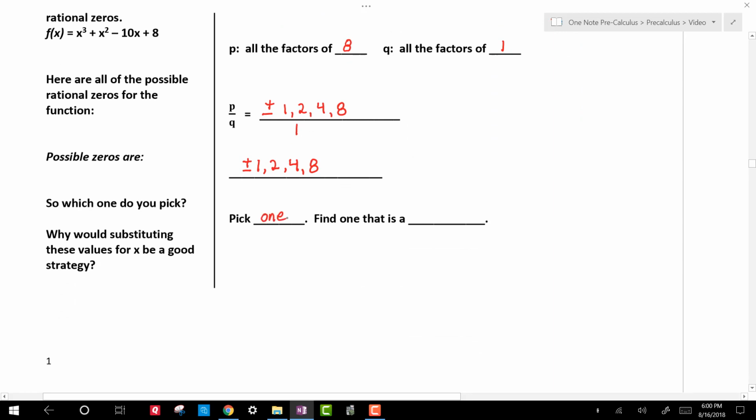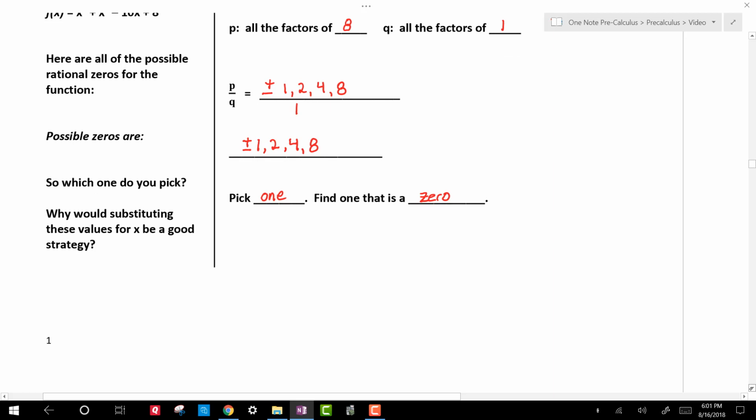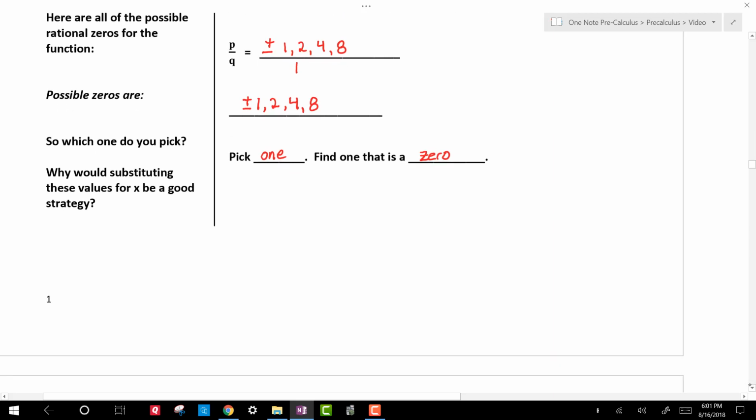All right? Find one that is a 0. Now, there's a couple of ways you could do this. I could just simply start substituting these numbers in and doing some synthetic division, and I could find out which one works doing that. Or some of these numbers are a little bit easier to plug into the function.